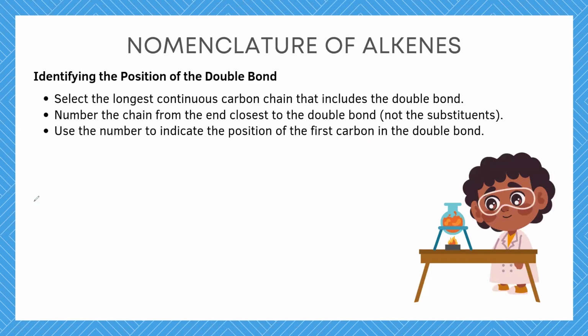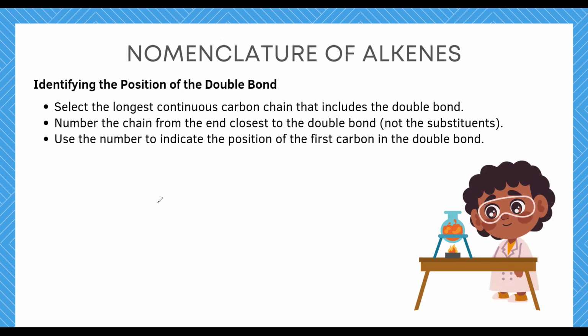So let's see how to name alkenes in today's class. First things first, we need to know how to identify the position of the double bond. How do we identify the position? Usually, when naming alkenes, the double bonds are depicted by two lines between two carbon atoms. So this is what we call the double bond. Did you see that? Yes, sir.